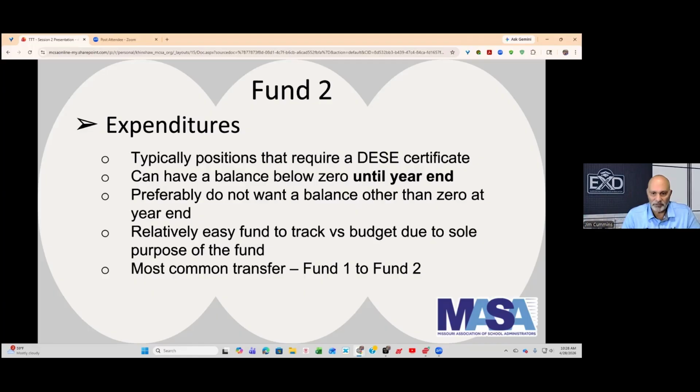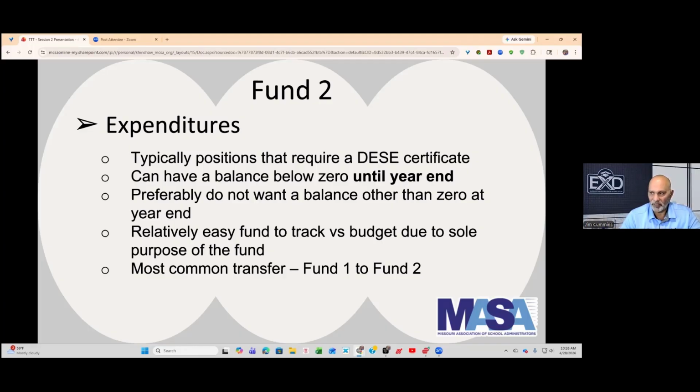So what expenditures come out of Fund Two are typically positions that require a DESE certificate. So you run into places where you have a certified teacher, but they're filling a position that does not require a DESE certificate, and that would be paid out of Fund One. Because the positions that are paid out of Fund Two are typically those that are required to have a DESE certificate.